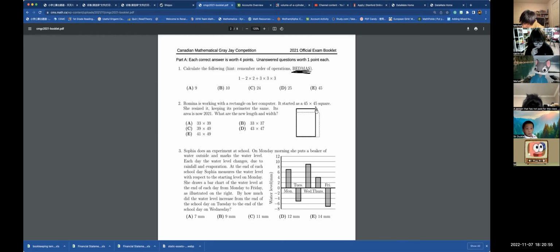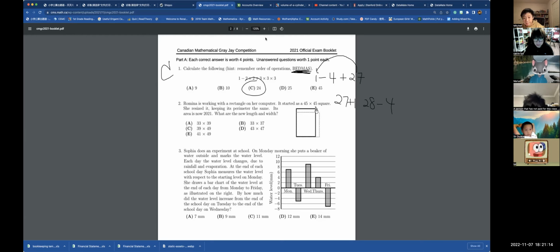What's B? Okay, so 1 minus 4 plus 27, right? So we can just add, 27 plus 1 equals 28. So 28 minus 4 equals what? 24. So the first question answer is C.